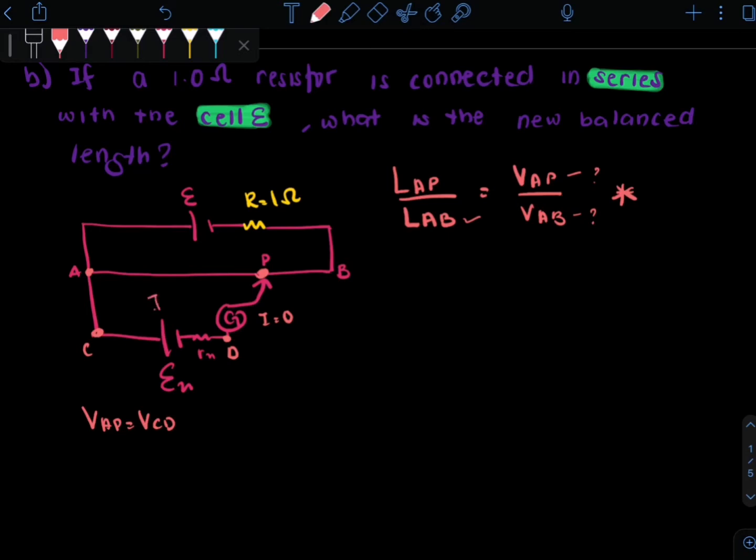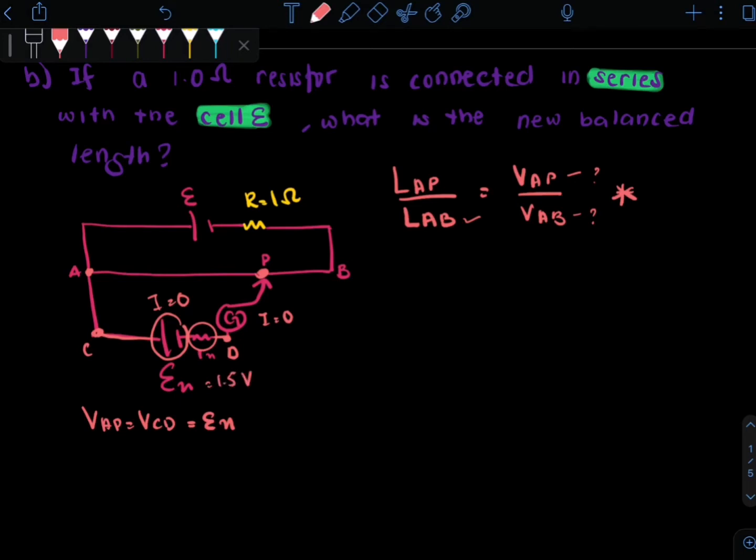Awak ada internal resistance. However, galvanometer dekat sini kosong, maka tak ada current yang passes through the internal resistance. Therefore, there is no drop in the potential across the internal resistance. Maka semua potential kita daripada EMF ini akan sampai ke CD kita. So, VAP sama dengan VCD, which is actually equals to EMF X. So, VAP kita masih 1.5 sama macam tadi.